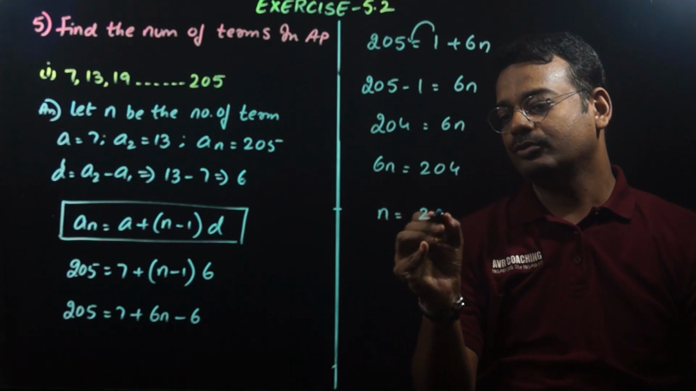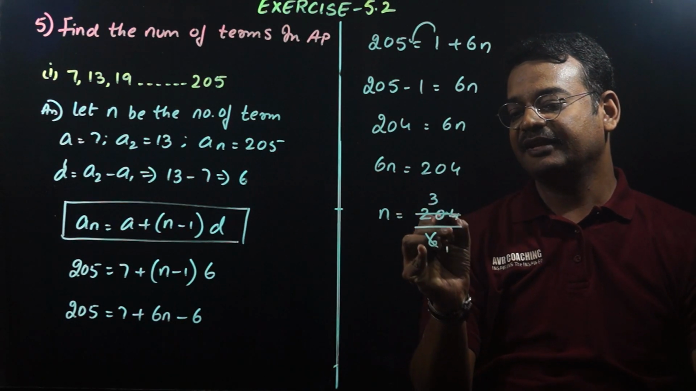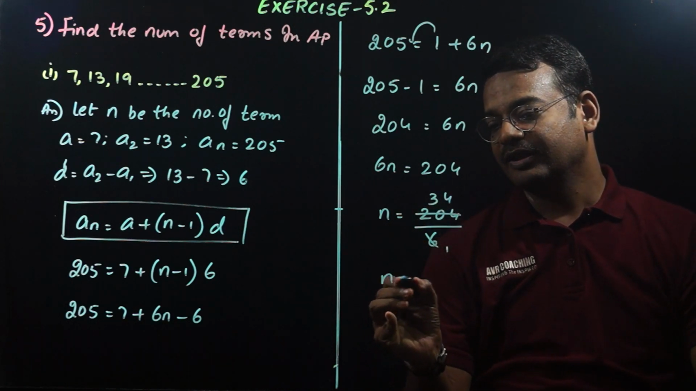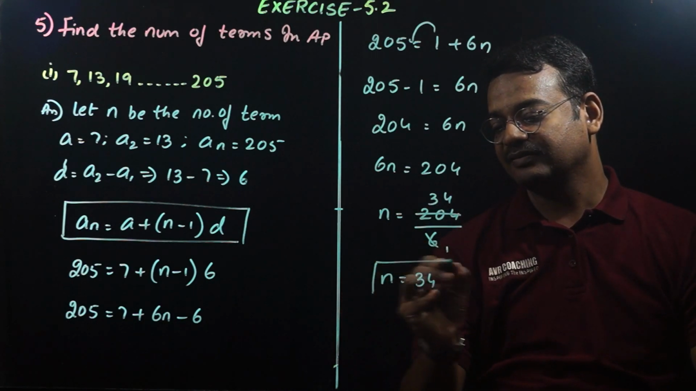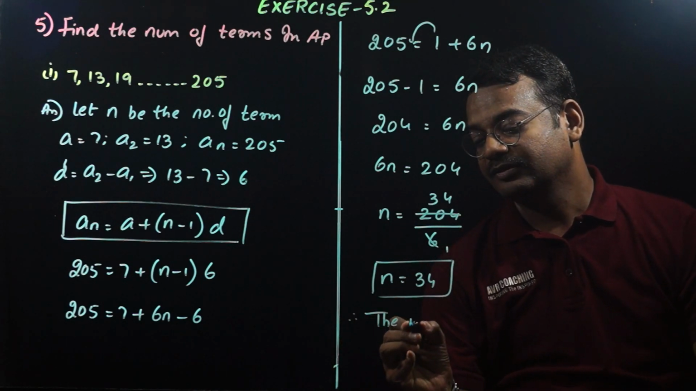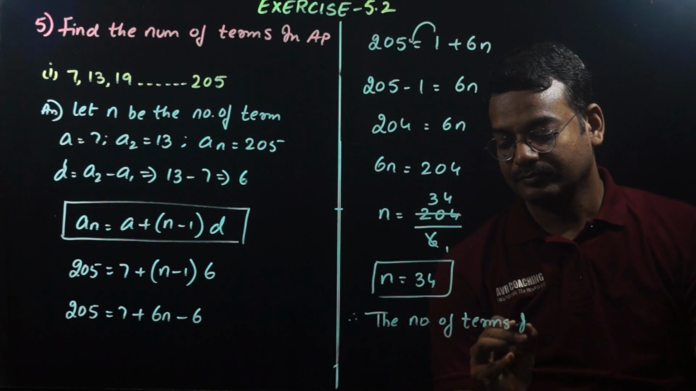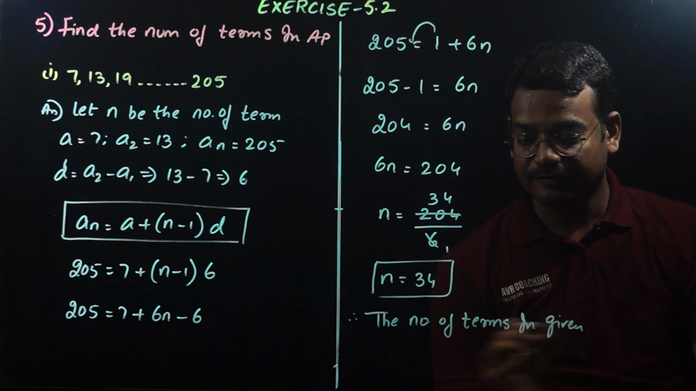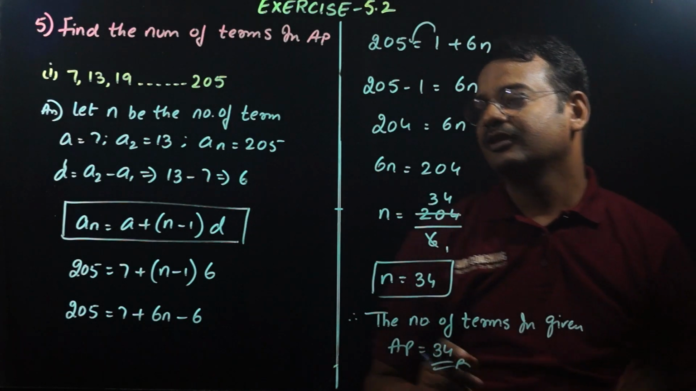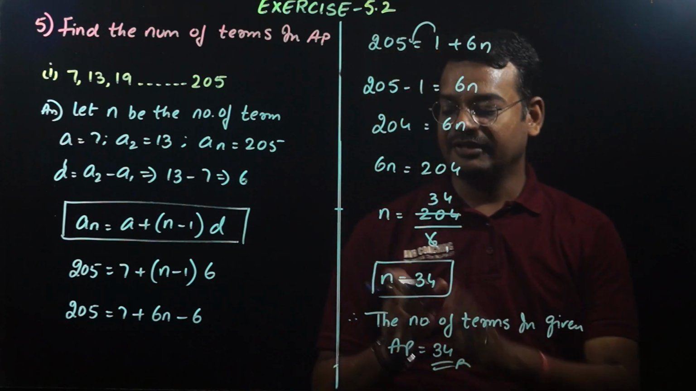Now n equal to 204 divided by 6. 6 threes are 18, we are left with 2, so this becomes 24. 6 fours are 24. So n equal to 34. Therefore the number of terms in the given AP is equal to 34. Simply remember that if we can find the position of the last term given in the AP, that will be the number of terms in the given AP.